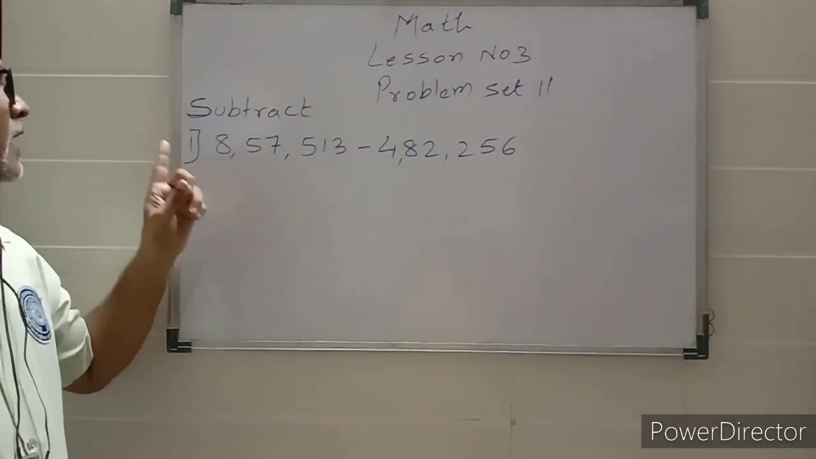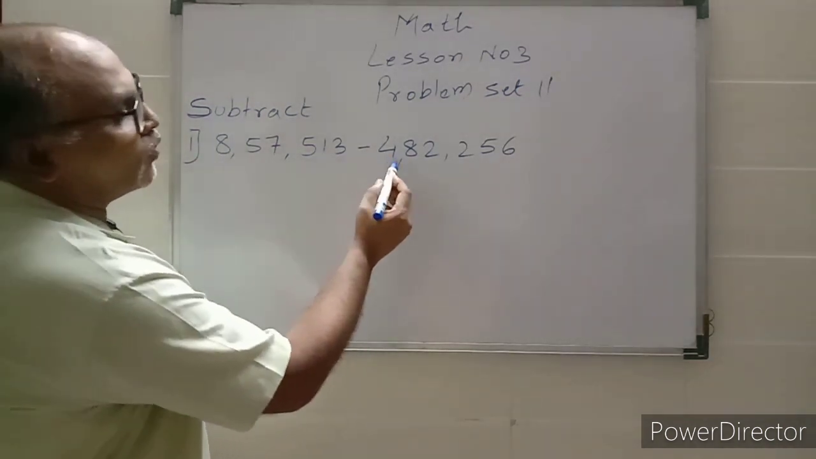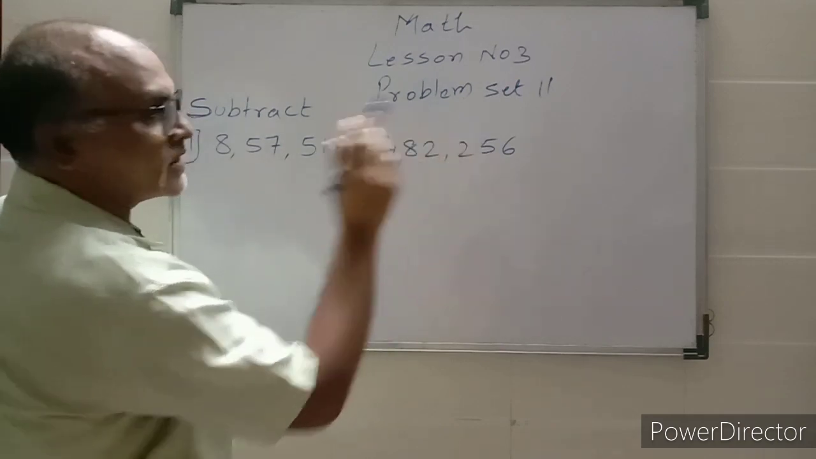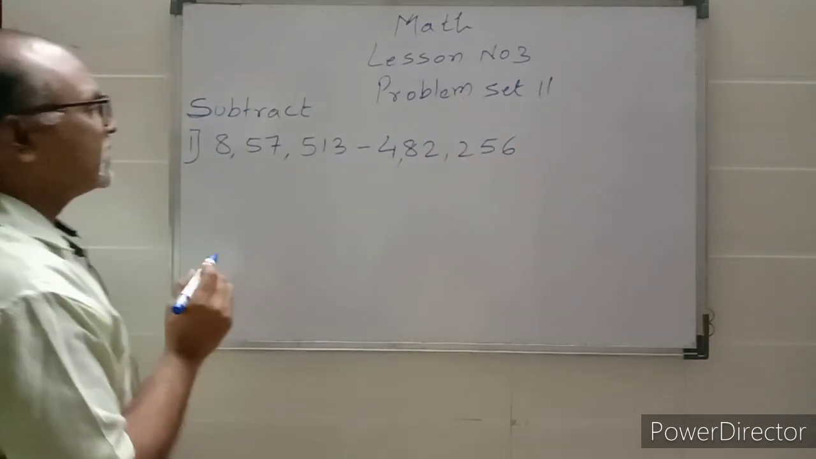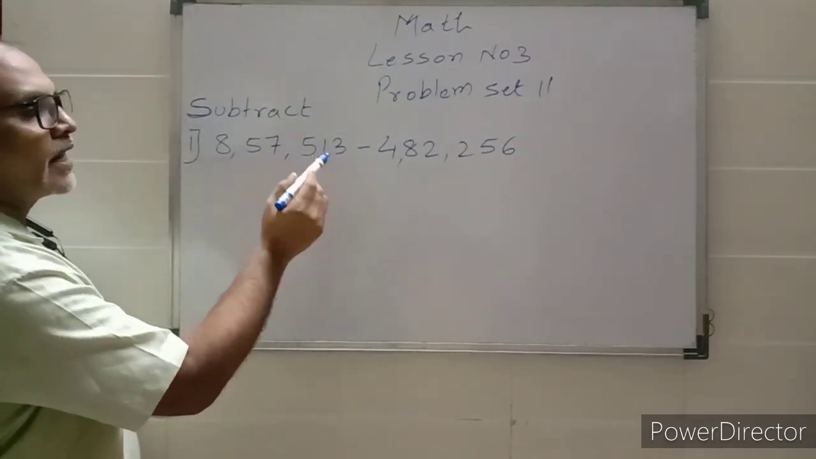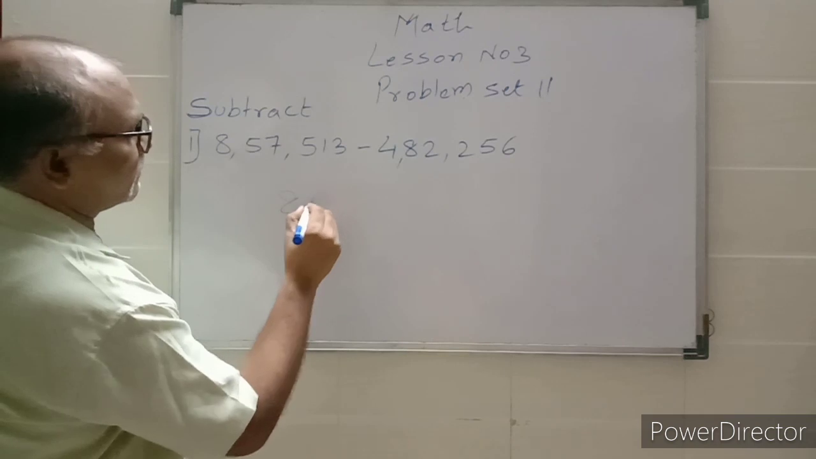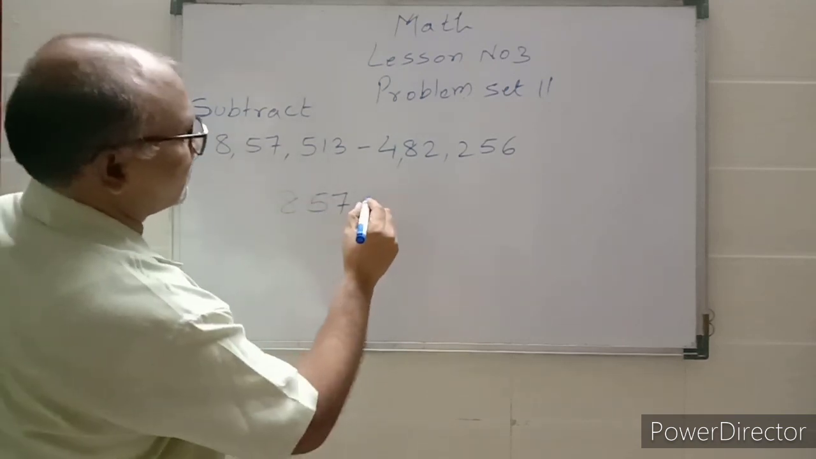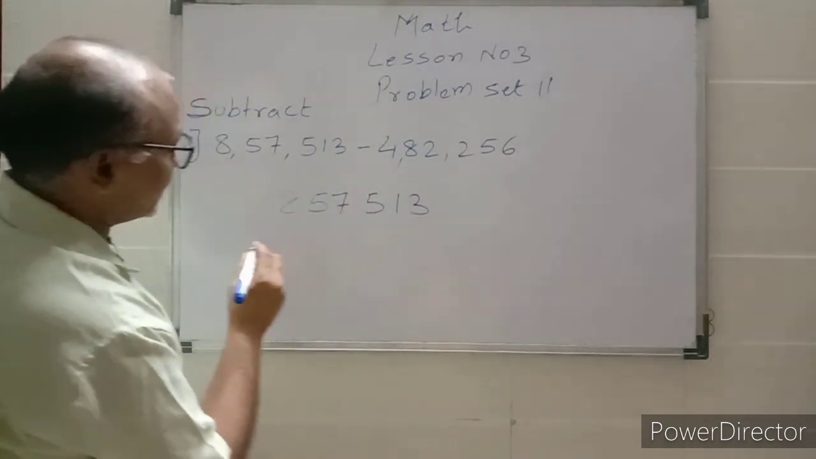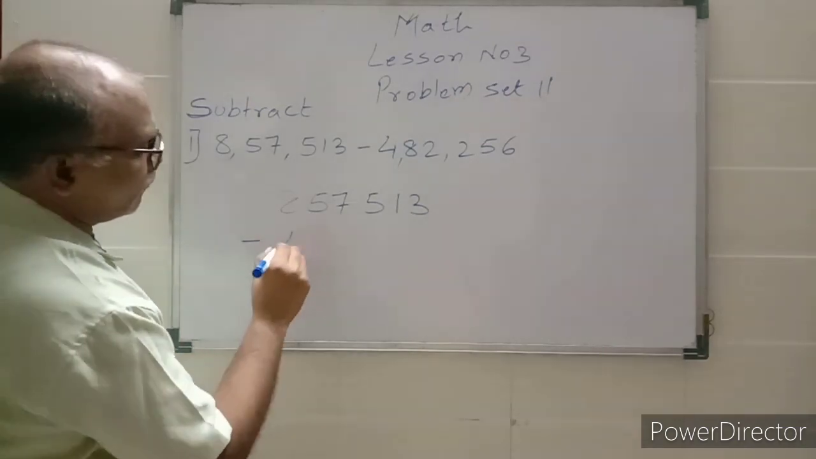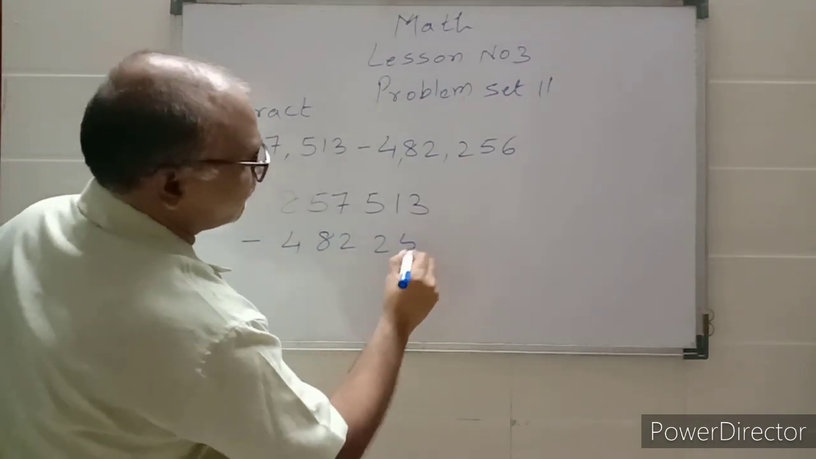The first sum: 8,57,513 and 4,82,256. We are going to subtract 4,82,256 from 8,57,513. So, let us see how to subtract. First we will write 8,57,513, then minus sign, 4,82,256.